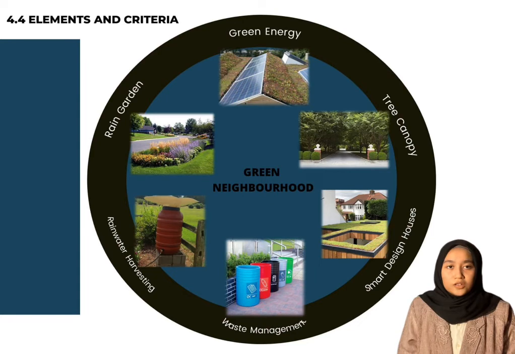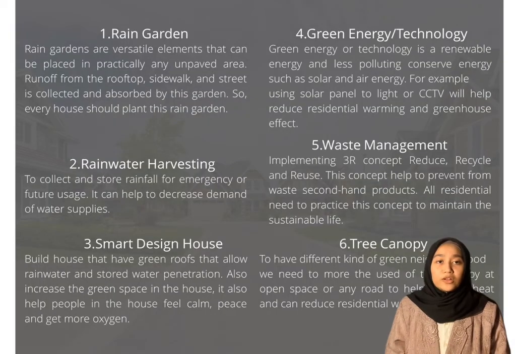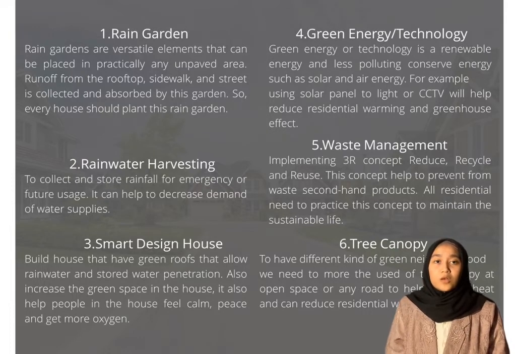Here the second alternative, which is green neighborhoods. The element that we can apply on this concept is rain garden. Rain gardens are versatile elements that can be placed in practically any unpaved area. Runoff from the rooftop, sidewalk, and street is collected and absorbed by this garden. So every house should have this rain garden.